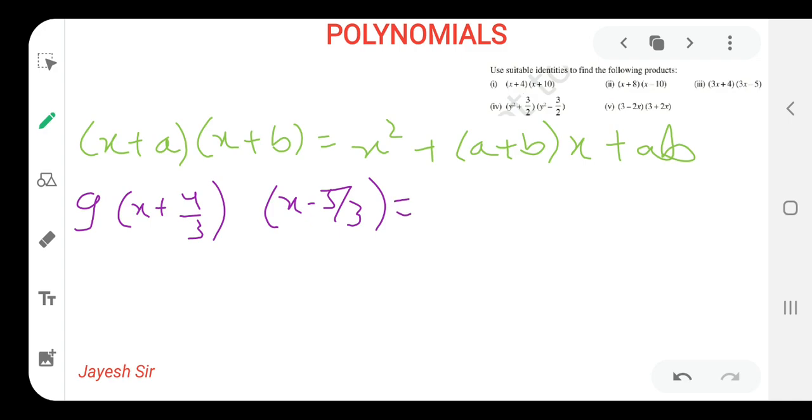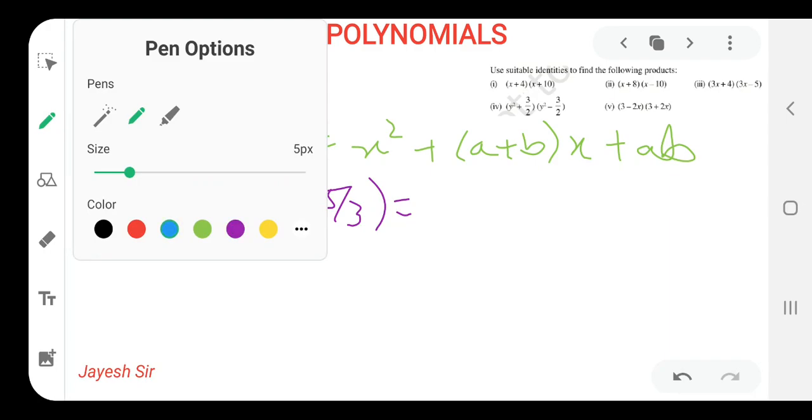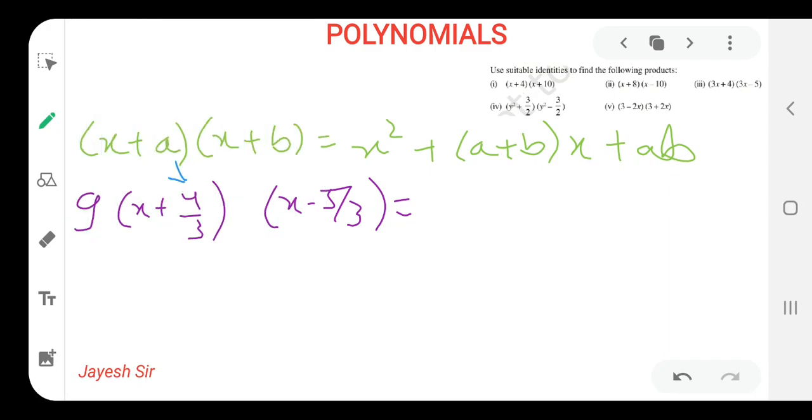Now we can relate it easily with the formula. Yes friends, so let's see how we can relate it with the formula. A should be taken as 4 by 3 and B should be taken as minus 5 by 3. I hope you all are getting it. So let's put the values of A and B in the equation.